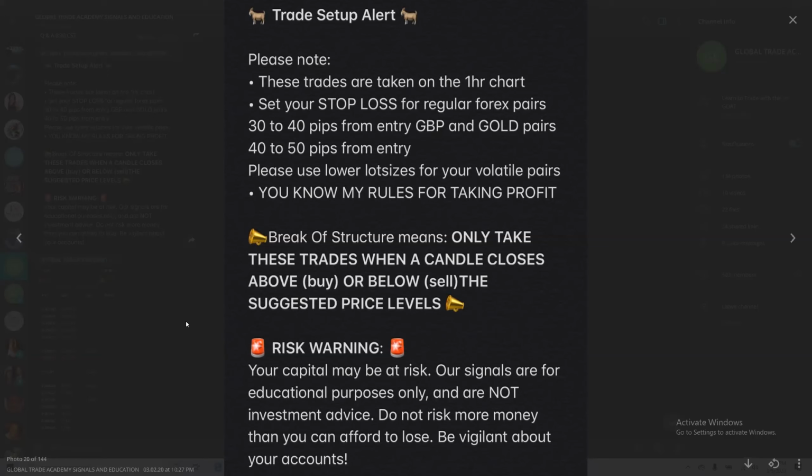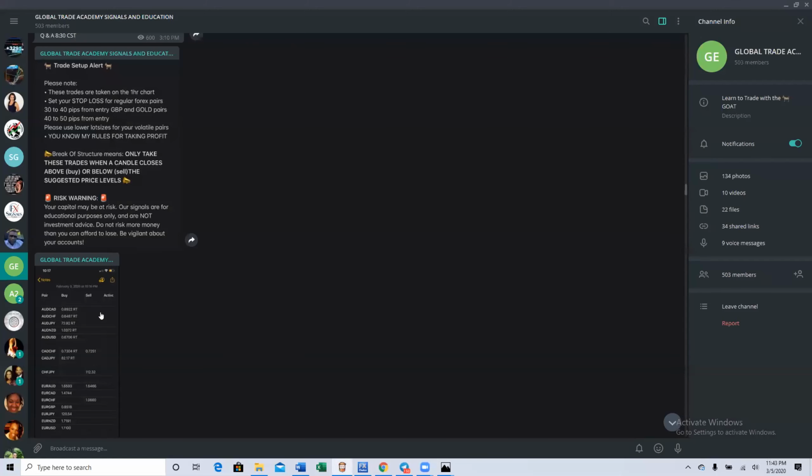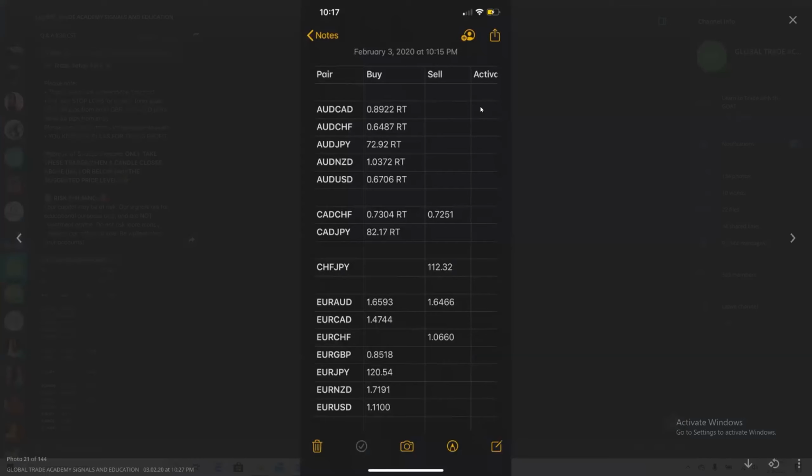Okay, so now let's look at what the actual signals look like, okay? So this is what a signal looks like. We have the pair, we have whether it's a buy or a sell, and then we have the suggested price point that we should be looking for the candle to break and close above and below, okay?